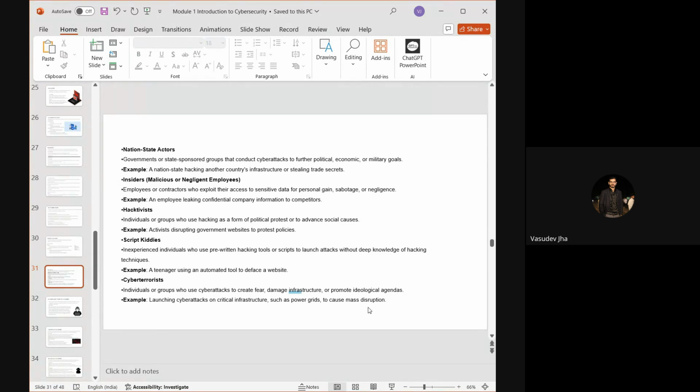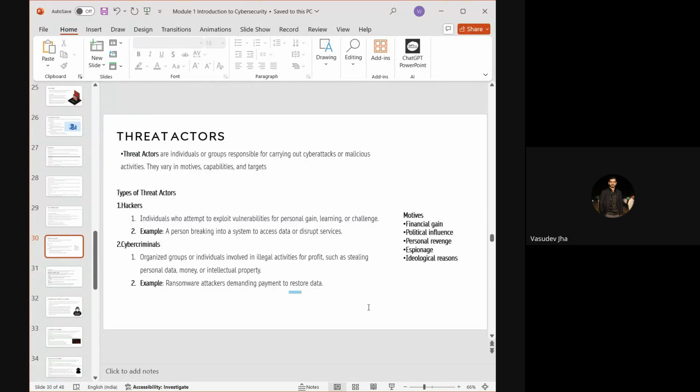And lastly, cyber terrorists. With the term terrorist, you can understand the agenda is the same. Individuals or groups who use cyber attacks to create fear, damage infrastructure, or promote ideological agendas which are not in favor of the nation. Okay, so these are some types of threat actors.